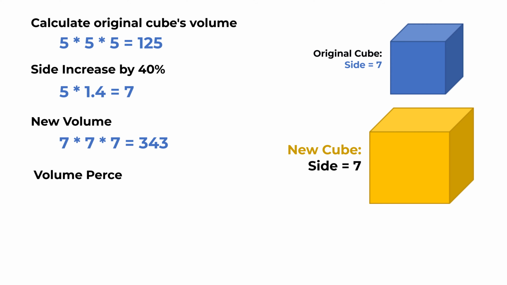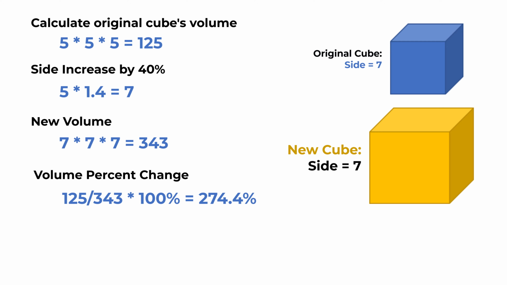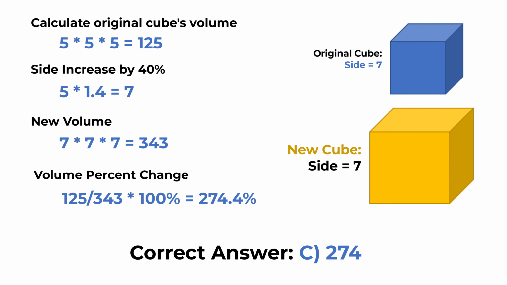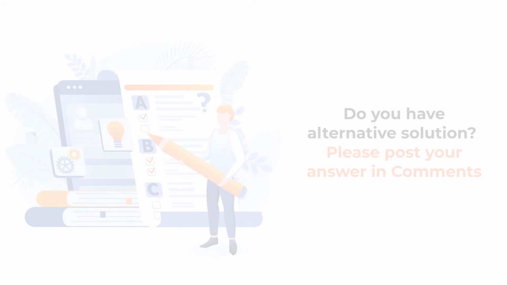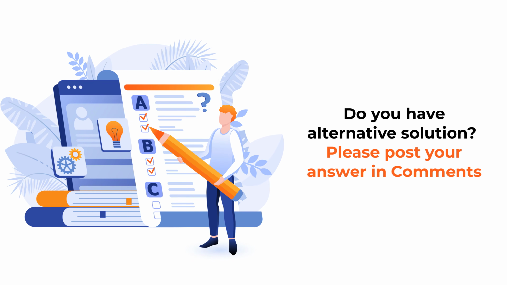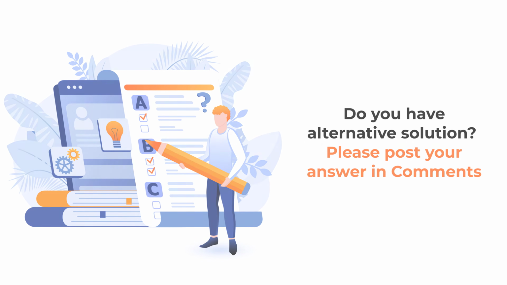To calculate the volume percent change, we need to divide 343, the new cube's volume, by 125, which is the original cube's volume, and multiply by 100%. The result is equal to 274%. So the correct choice here is C, 274%. Hopefully you've nailed this question and now know how to answer similar problems on the test.